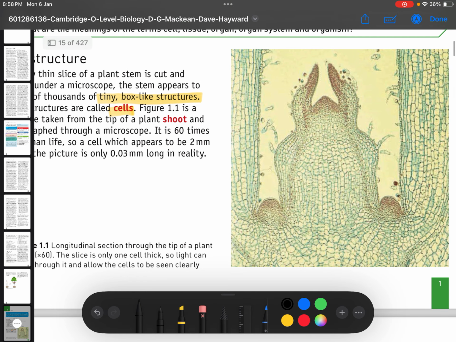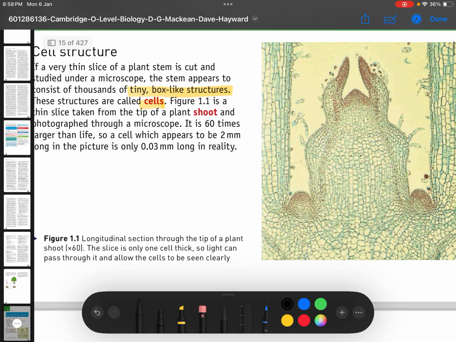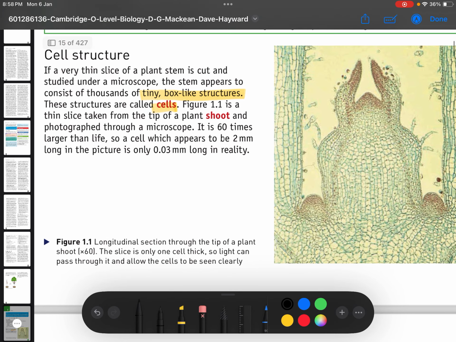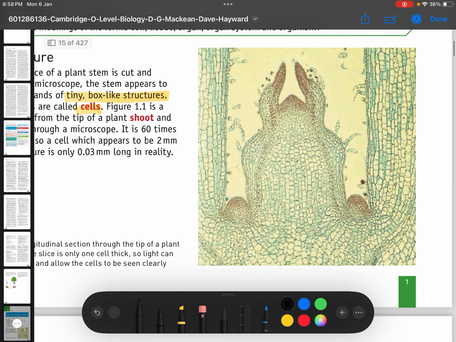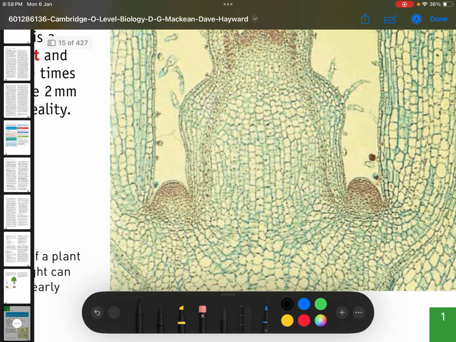Here we have a cross section, a microscopic slide of a plant shoot, in this image. And if you look here, there are box-like structures present, and these are cells. Each one of them is a different cell making up the whole plant stem. This is just an image.